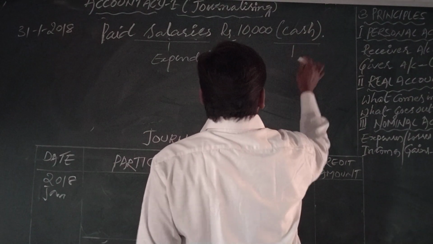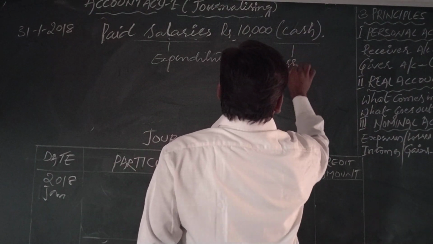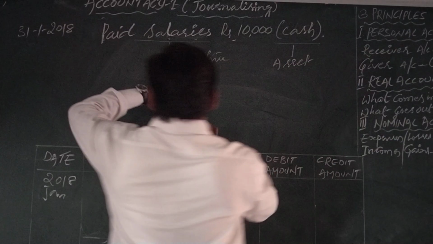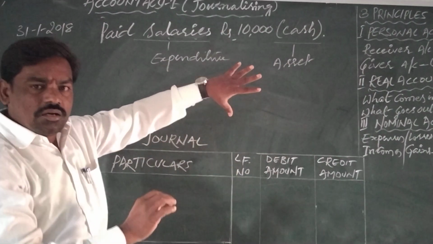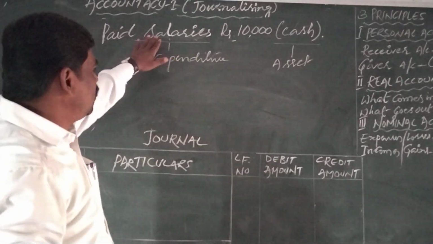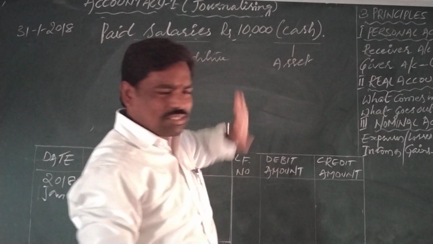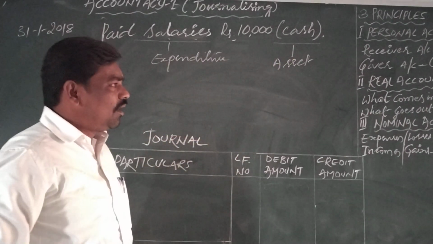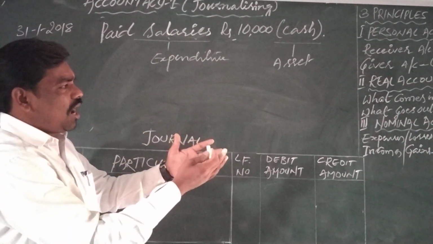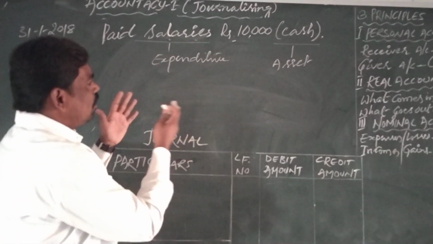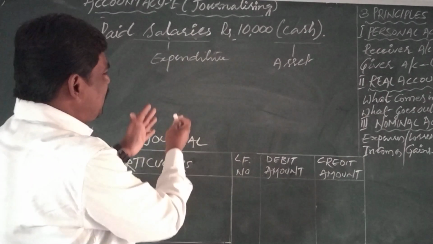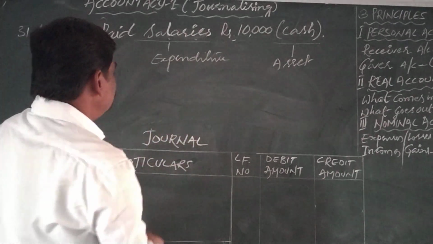Okay, so cash is an asset. Is it right? So two aspects we find. One is salary, that is expenditure, and cash, that is asset. Now you apply the appropriate account principle to the aspects that we find here.